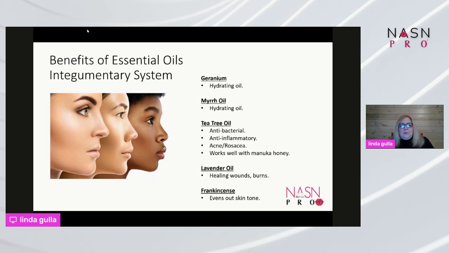Lavender oil is great for healing wounds and burns. And frankincense evens out skin tone. Now, I want to go back to lavender oil, healing wounds and burns. In this field, in aesthetics, most procedures we're doing is creating a controlled injury to the skin, whether it's laser, microneedling, microdermabrasion, chemical peels. We are literally injuring the skin. So one thing that's missing in the field is cell regeneration. So we're injuring the skin. We put on a moisturizer or sunscreen and send the client home.